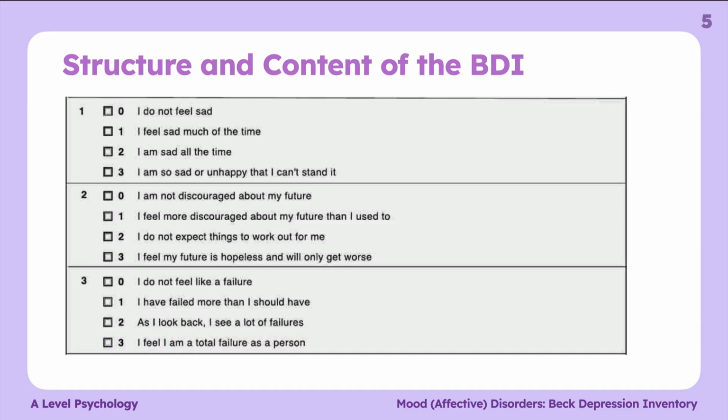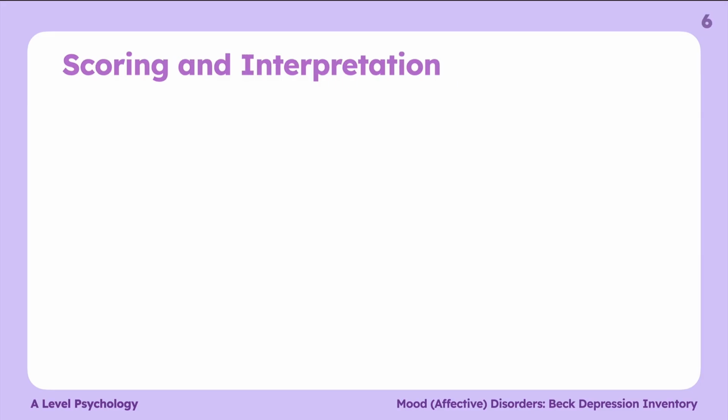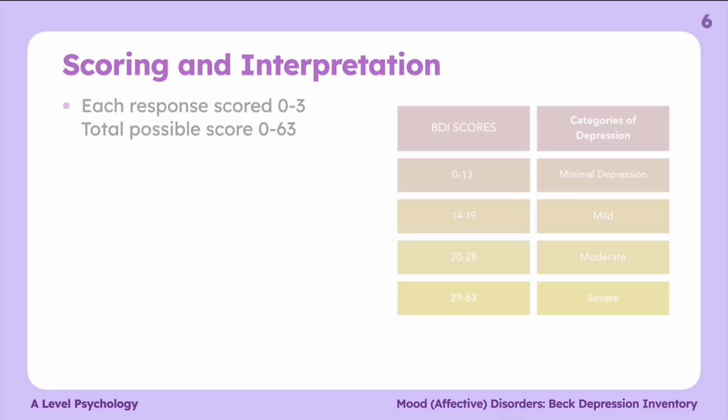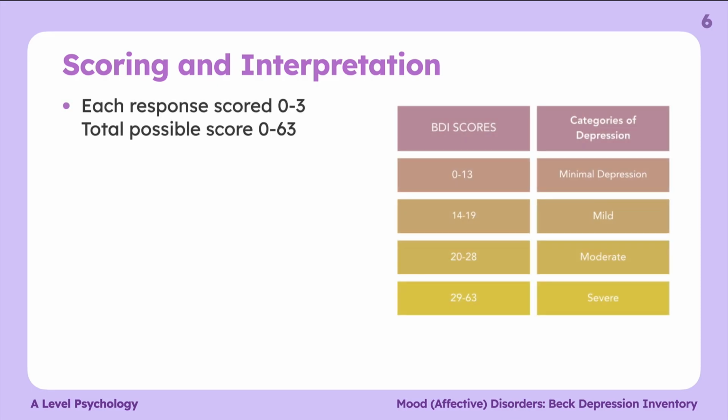This is where the mathematical precision of the BDI really becomes apparent and useful. Each of these statements has a mark or a number associated with it: 0, 1, 2, and 3. Each response corresponds to 0 to 3, with higher numbers indicating more severe symptoms. And since there are 21 items, the total possible score goes from 0 to 63 because it's 21 times 3. Think about it. The minimum is 0, right? Because there are no symptoms to report. And why is the maximum 63?